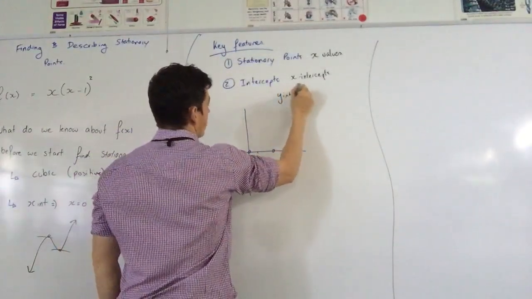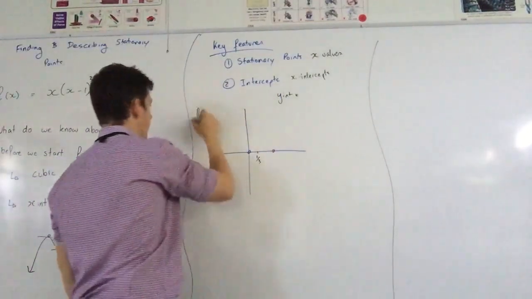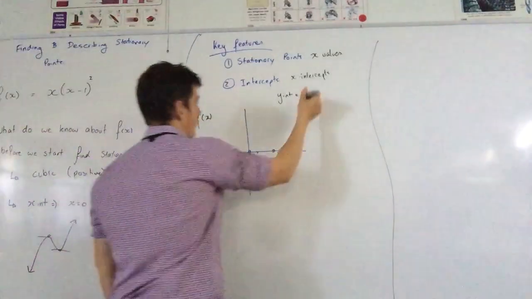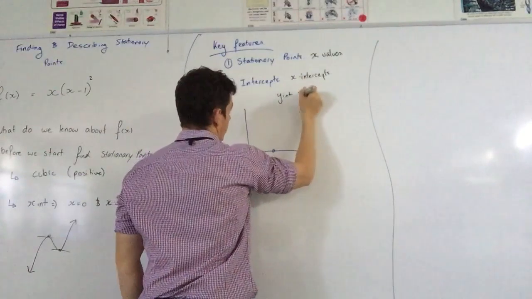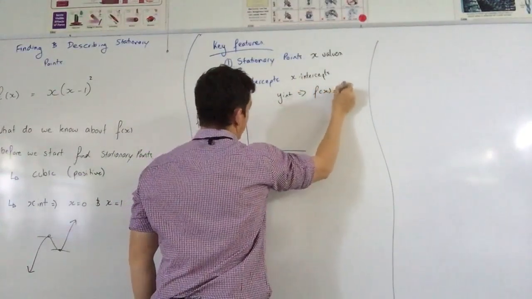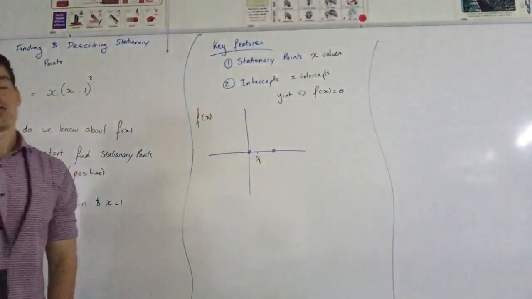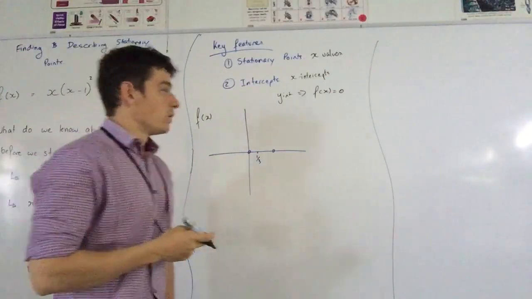In both of these functions, we're looking at the function f(x). So that's the main function we're looking at. For the y-intercept, we want f(x) where x equals 0. And then for our stationary point y values, we need to sub our x value back into our function f(x).